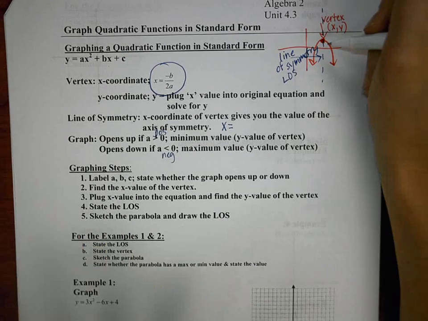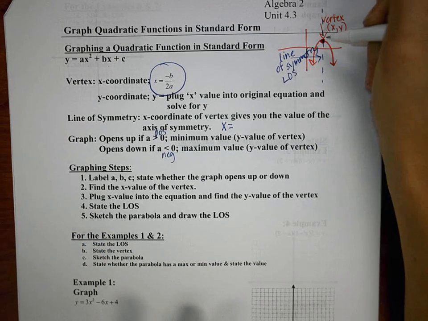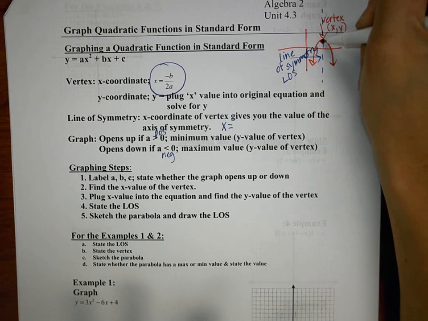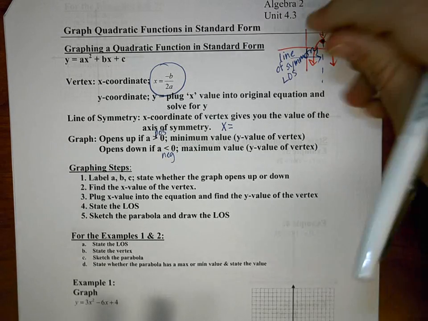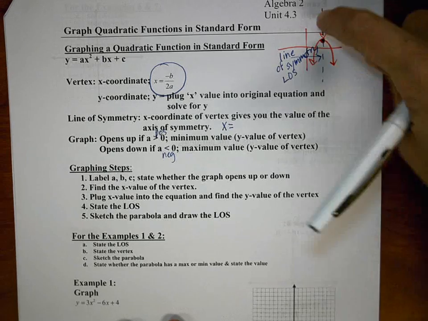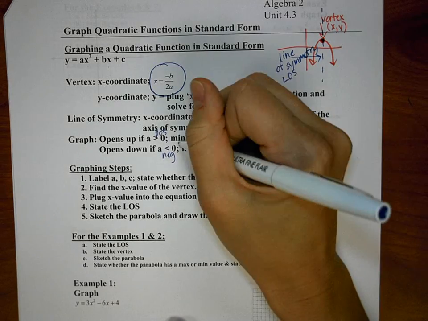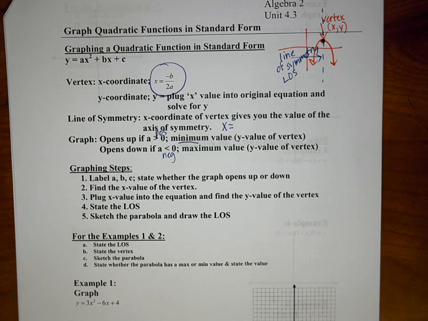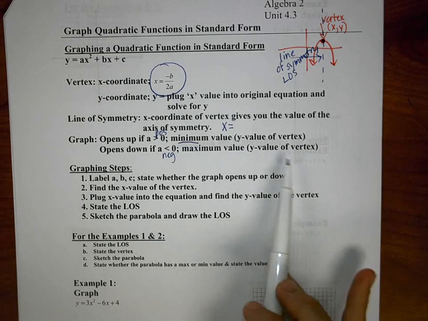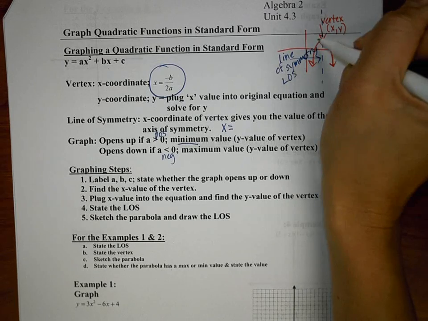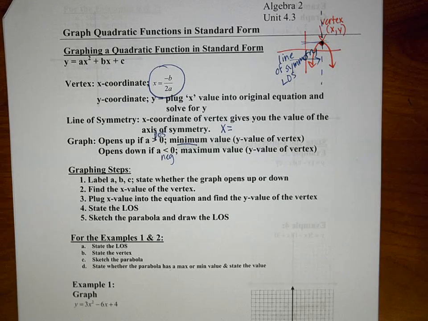If your graph is going down like this, there is a maximum value because everything else is smaller. So this vertex is the maximum point, everything else is less. If your graph was going up, you would have a minimum value because everything else would be greater. Also, your max and minimum value are always the y value of the vertex, because this point right here on your y-axis is telling you your max or your min value. And this will all make more sense as we go through the problem.